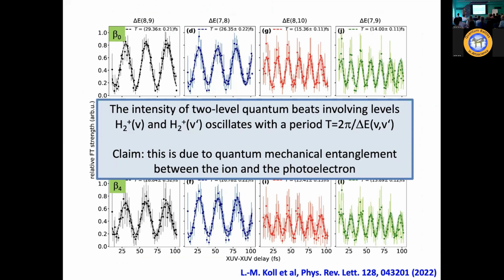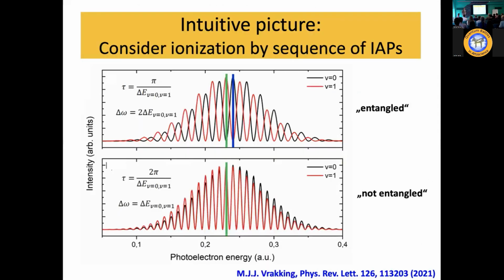Okay, and then what I've promised you is to explain how this is related to quantum mechanical entanglement. I already showed you this simple way to think about the experiment, basically to consider the consequences of the fact that in an XUV pulse pair, we have a fringe structure for a delay of 2 pi divided by the energy difference. This fringe structure basically matches the energy difference between the two vibrational states that we're considering. So that basically means that a possible measurement of the photoelectron really doesn't help us to distinguish the ionic state. In other words, there we have a separable system and the system is not entangled.